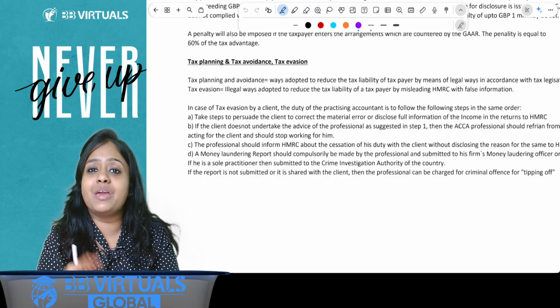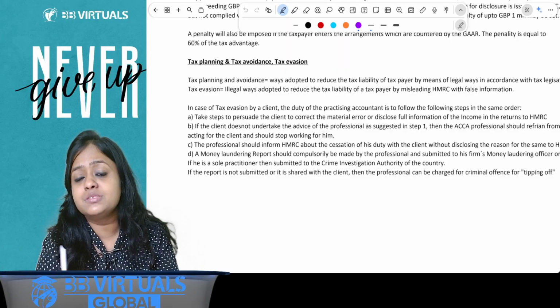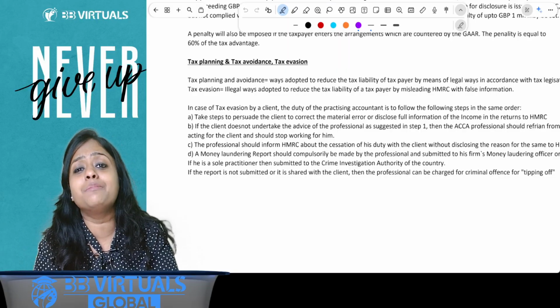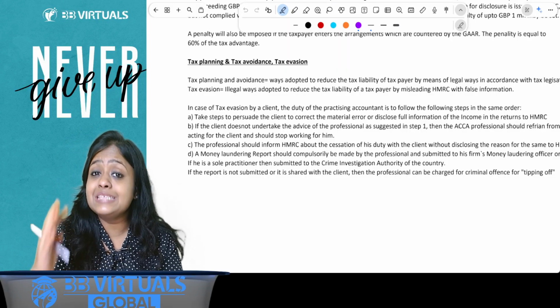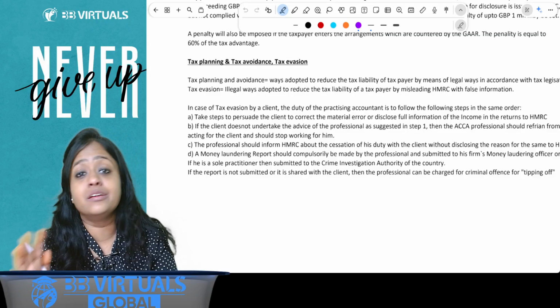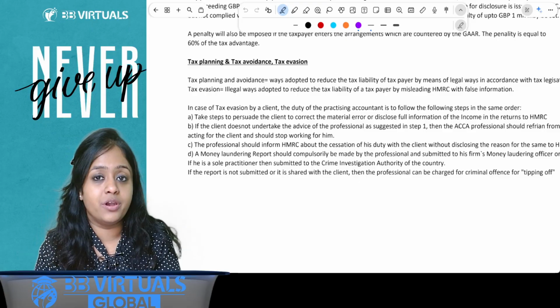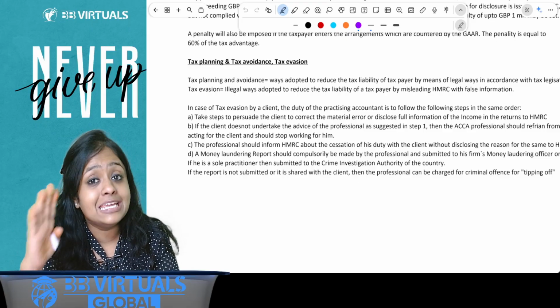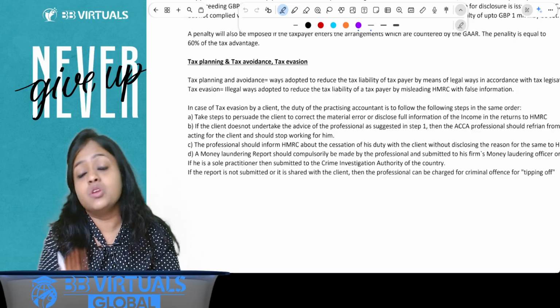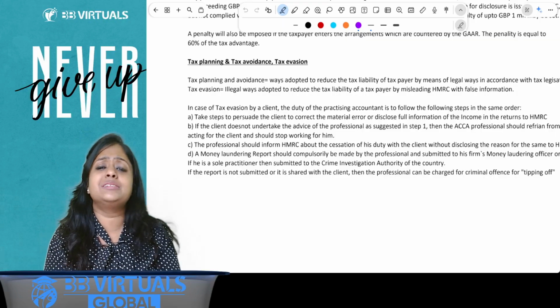Case 2 was where I tried to reduce tax but by using the legal route, that is by planning my taxes. So case A is tax evasion, which is illegal. Case B is tax avoidance through tax planning, which is legal. Okay, now the question comes in, what if it is tax evasion?